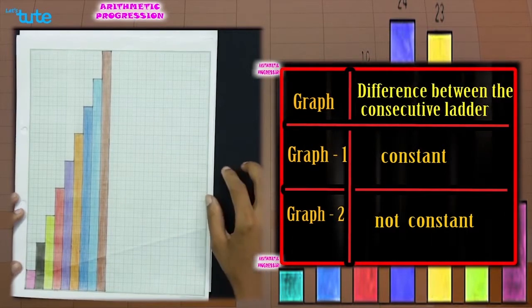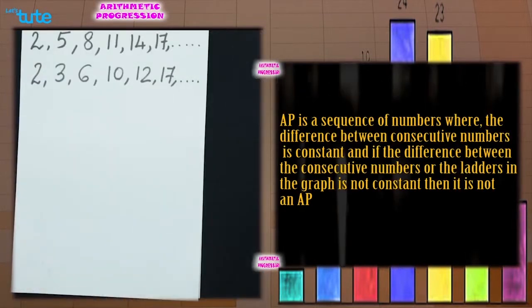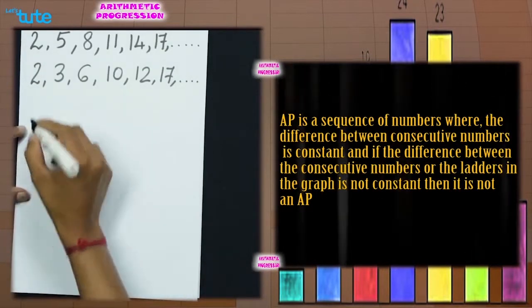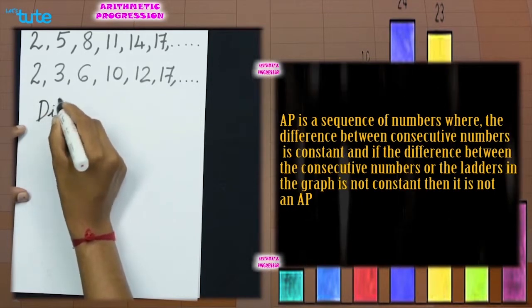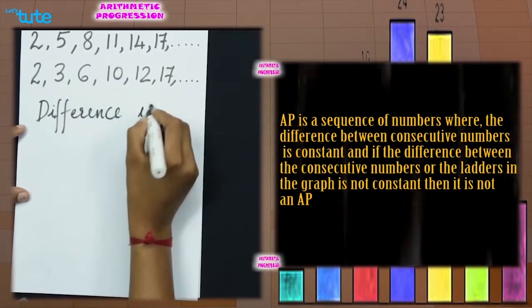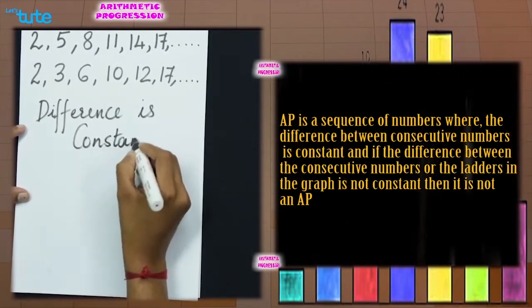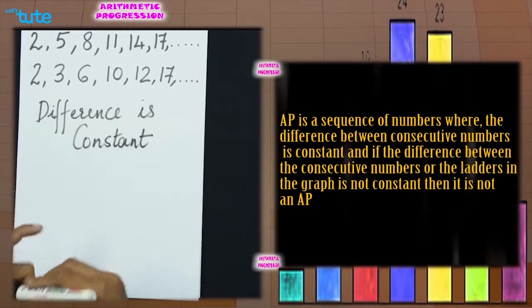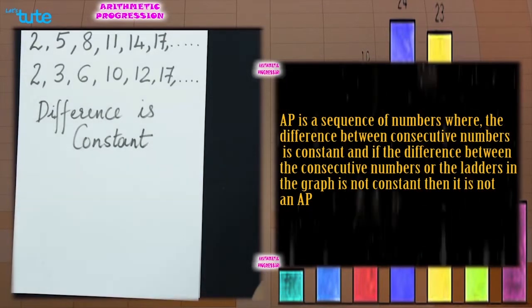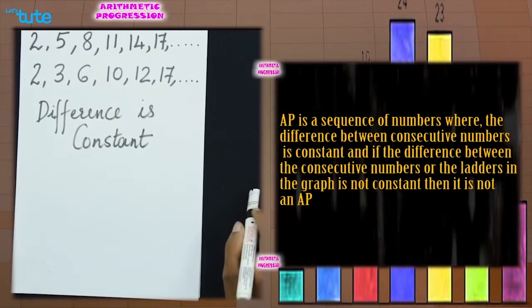We understand that an AP or an arithmetic progression is a sequence of numbers where the difference between consecutive numbers is constant. And if the difference between the consecutive numbers or the ladders in the graph is not constant, then it is not an arithmetic progression. You can take any sequence of numbers of your choice.